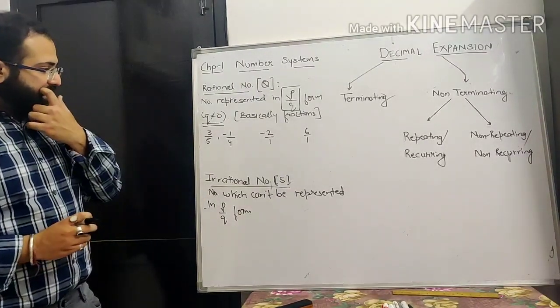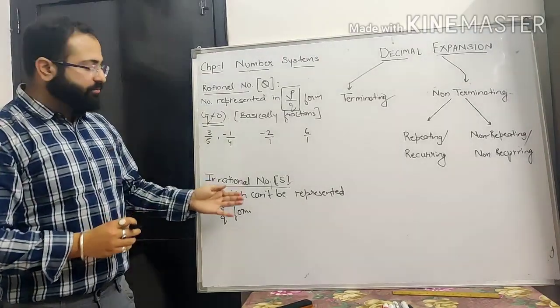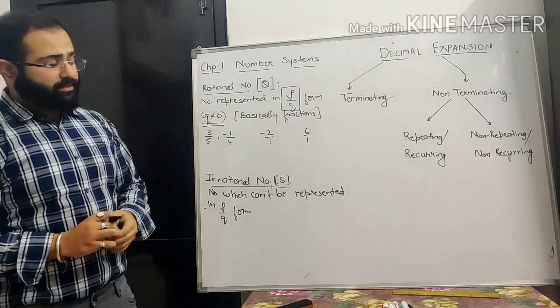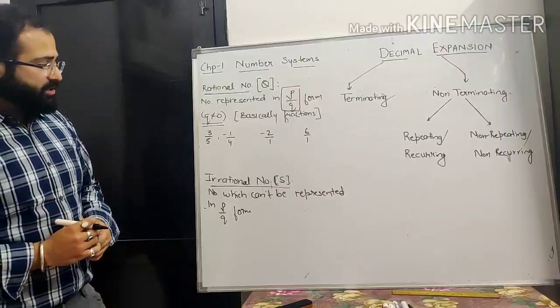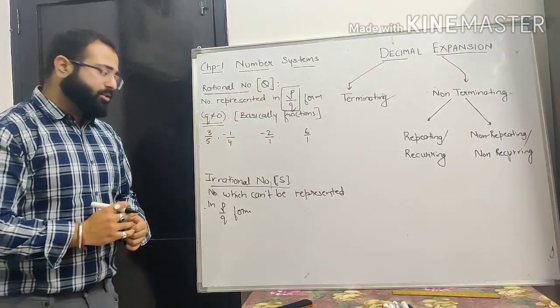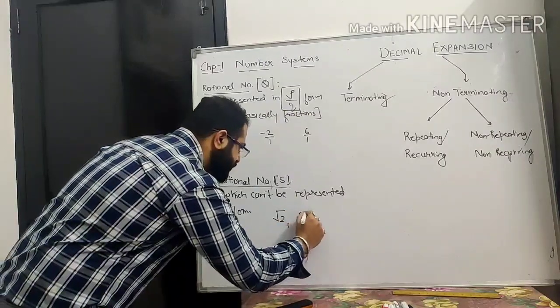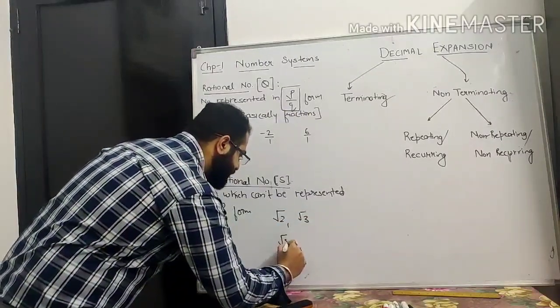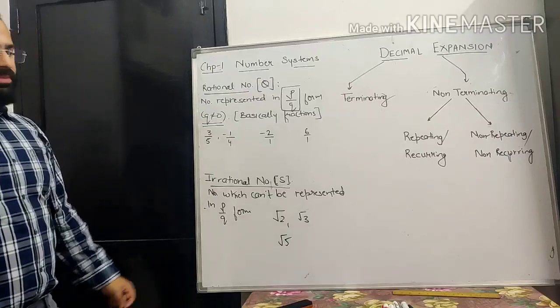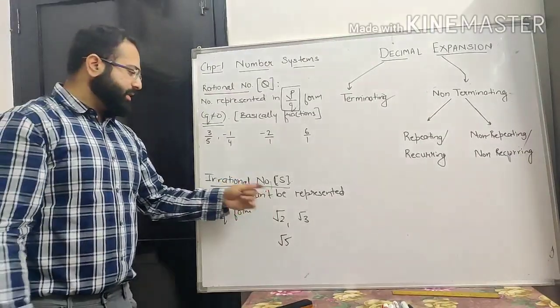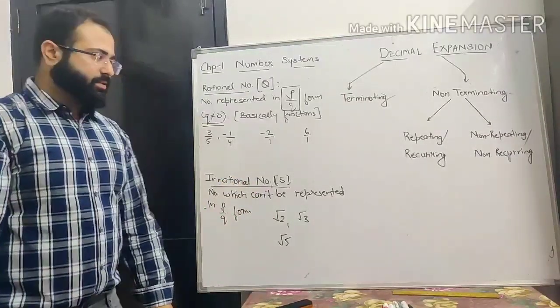Irrational numbers are the ones which cannot be represented in P by Q form. They are represented by S. So what are the possible examples for such numbers which cannot be represented in P by Q form? It comes as, say, under root 2, under root 3, under root 5. So all these numbers, or the cube roots, the nth roots, they come under the category of irrational numbers.